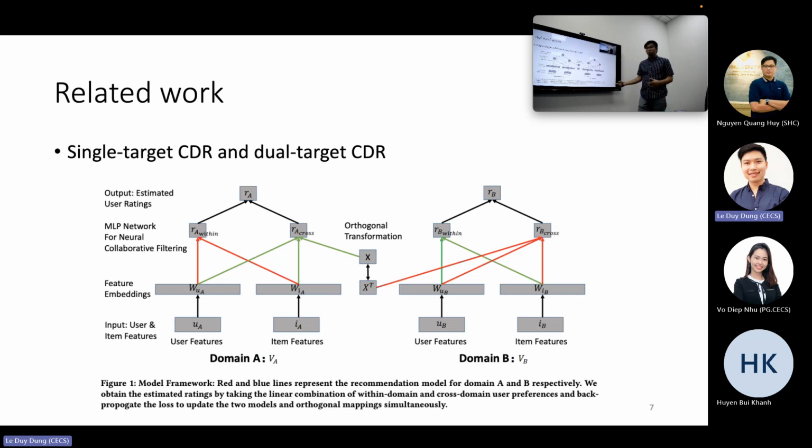Similarly for domain B, and they got a second estimate of user rating. So instead of having only one target, they have two targets. If we have multi-modality, so we have multi-domain, we have to maximize the objective function for multi-target, right?